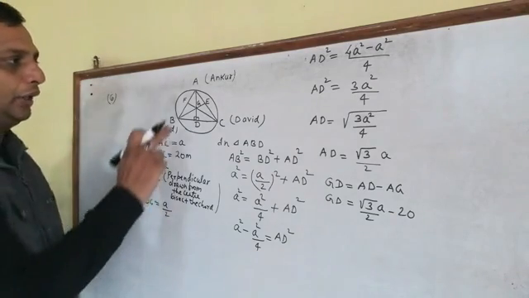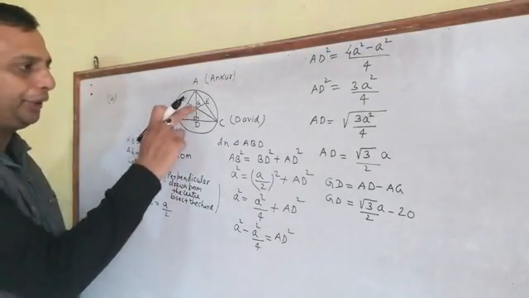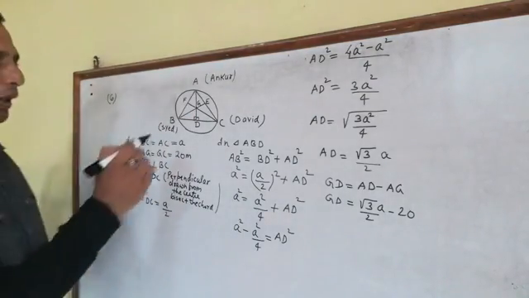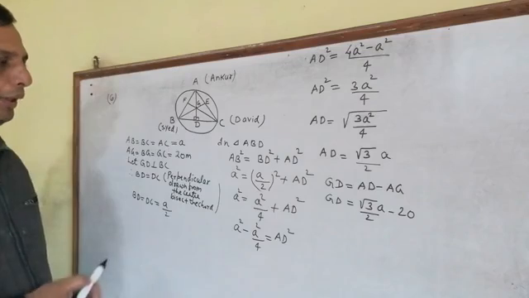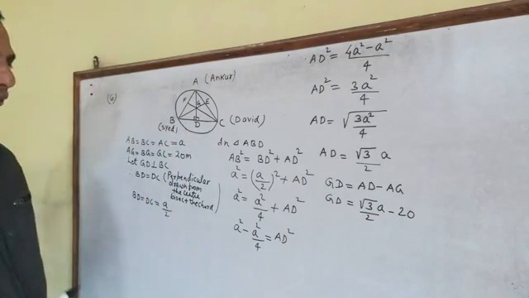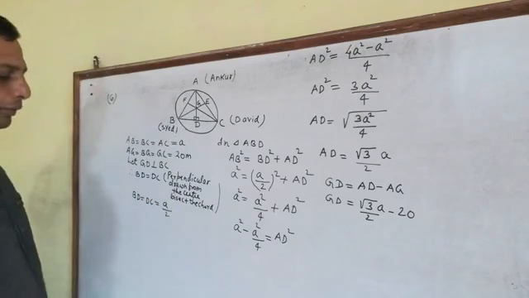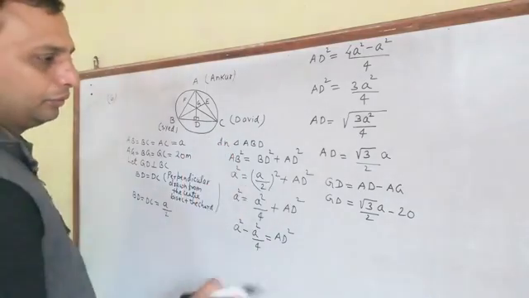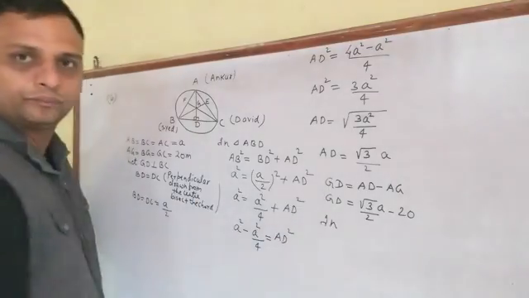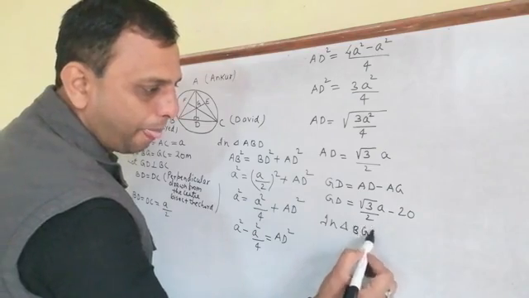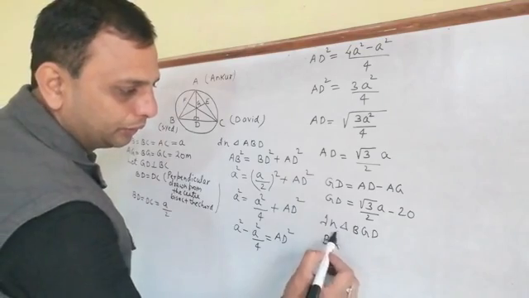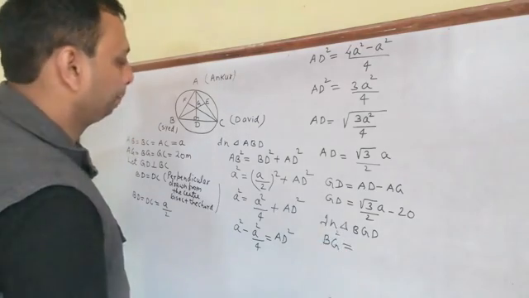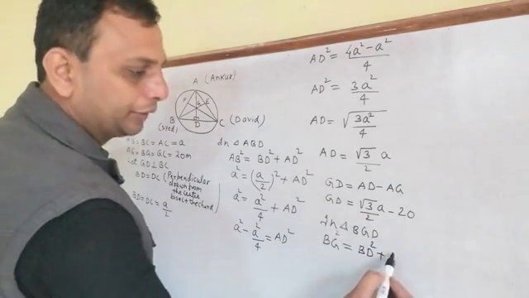Now in the last step we will take the triangle BGD. This is a small triangle BGD. There is a hypotenuse BG, and BD and GD. So to find the value, in triangle BGD, this is the hypotenuse side, BG square is equal to BD square plus GD square.